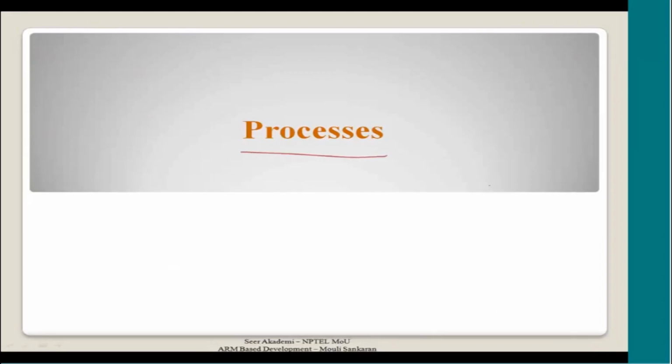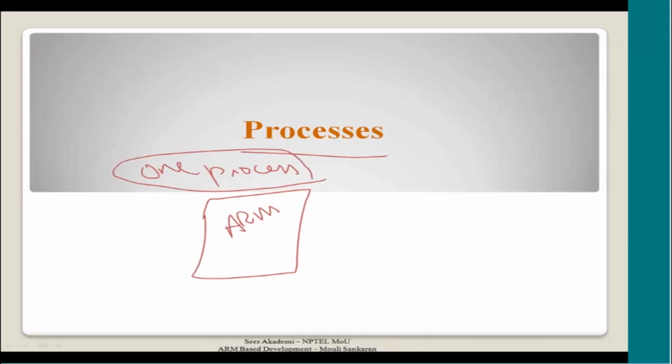These processes are something which is running in the processor. Different context is maintained by the processor. So if there is a single processor in the system, I am not talking about a multi-processor system, only a single processor, then only one process can be active at a time. Just remember the word active. Only one process can be running at a time, but it can support multiple processes.